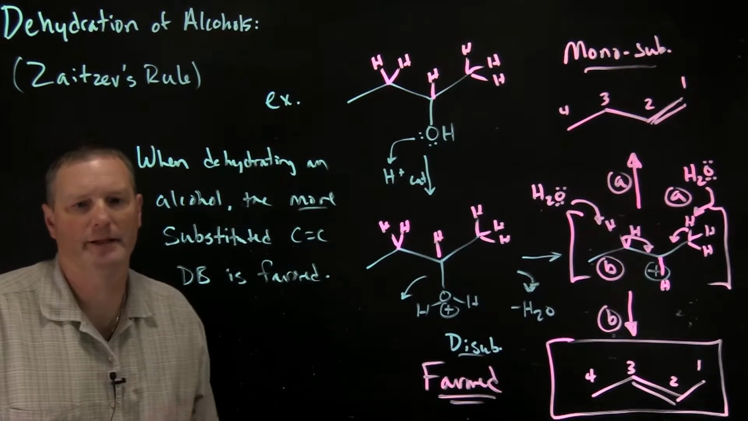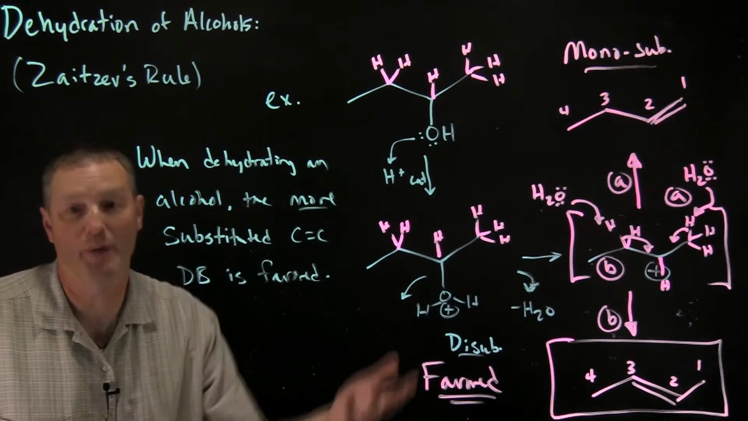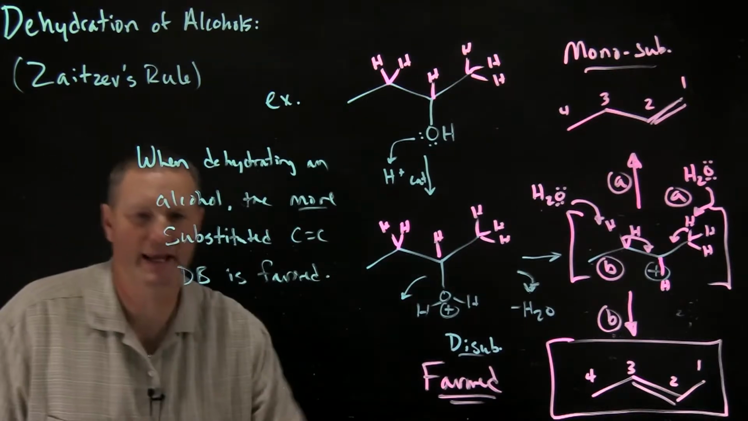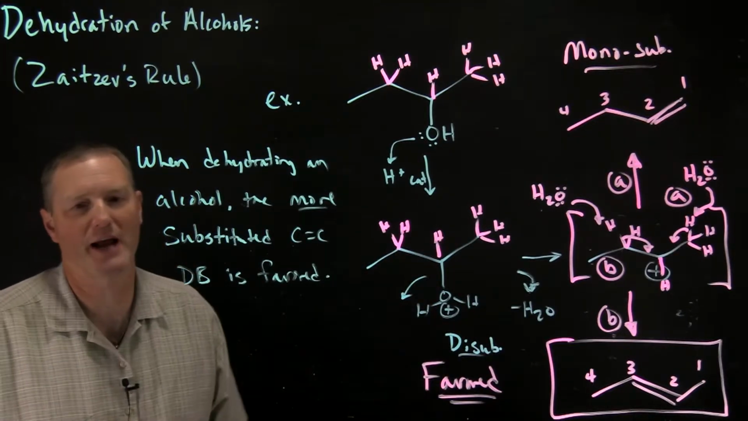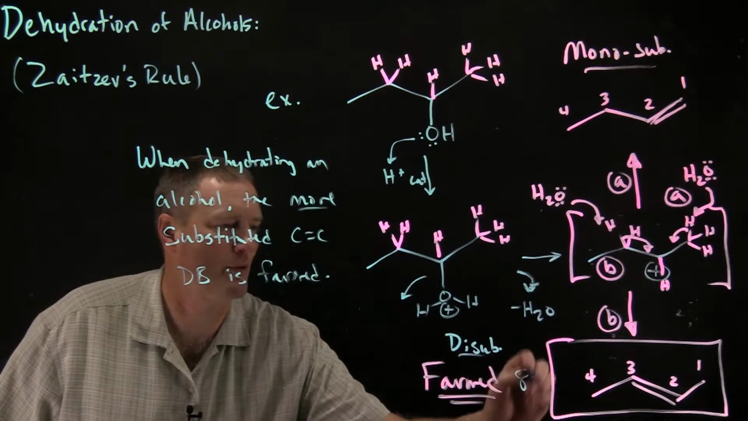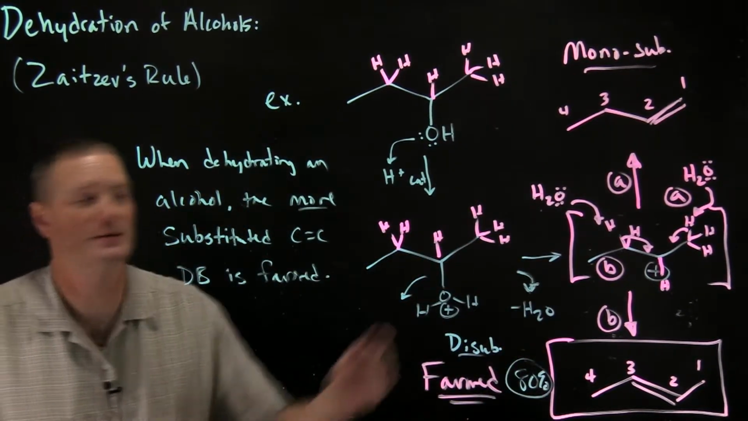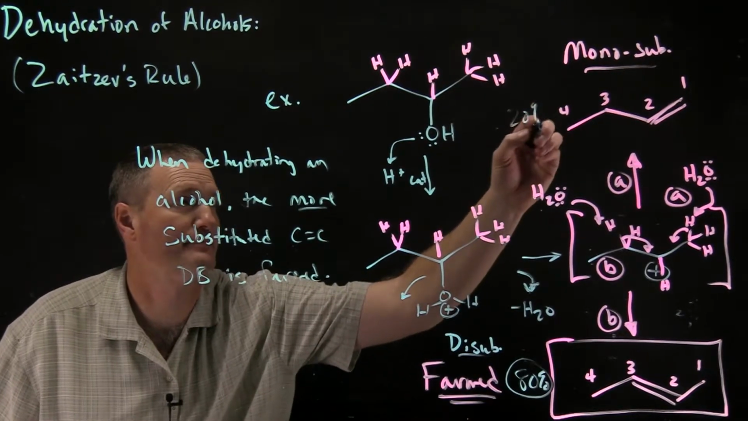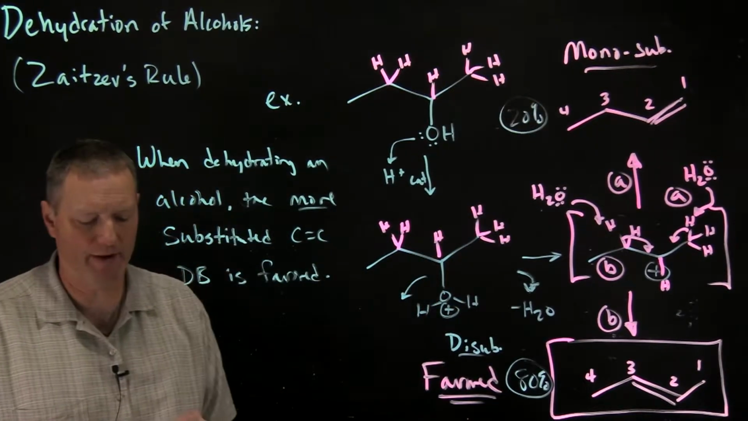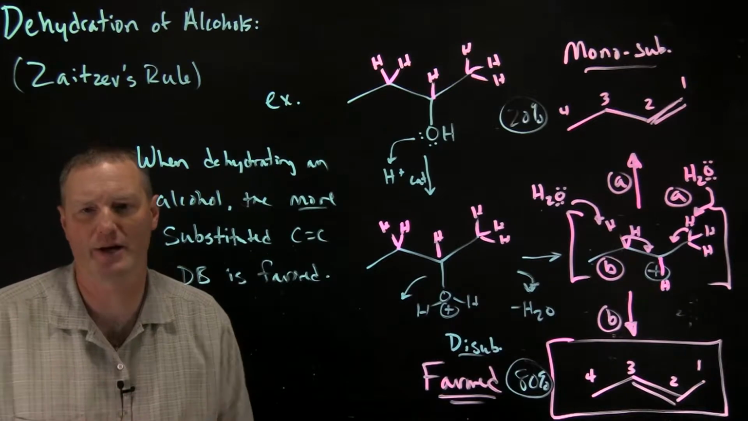Now, in our class, you're not going to be expected to know how much it is favored by, but just to give you an indication, if you were to run this reaction in the laboratory, this one might form about 80% of the product, whereas the mono substituted might only form 20%. So when we talk about a favored or major product, those are the kinds of ratios we're looking at.